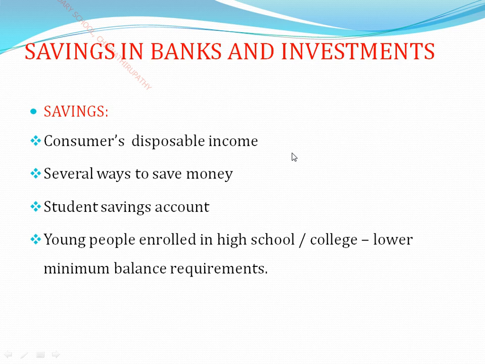There are several ways through which a person can save money. He may save his money in various ways, such as through banking facilities, using various forms of accounts. The account may be a student saving account, saving deposits, current account deposits, and fixed deposits. These are all the options that come under the category of savings.